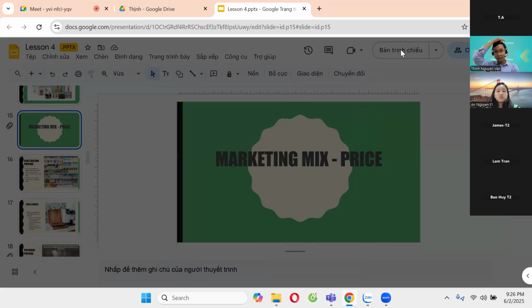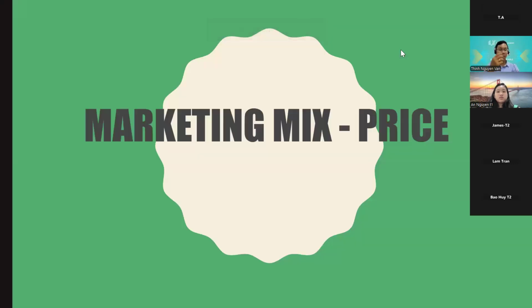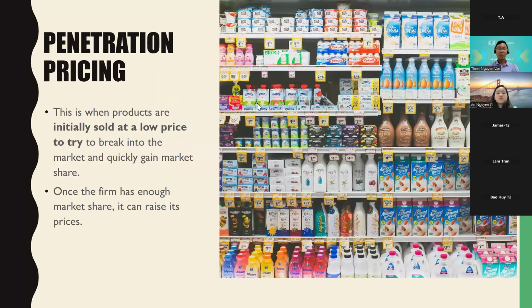So we have finished discussing the problem of product. Now the second thing in marketing is price. In price, we are going to have three strategies that you can use when you enter a new market, to gain benefit and stay alive.